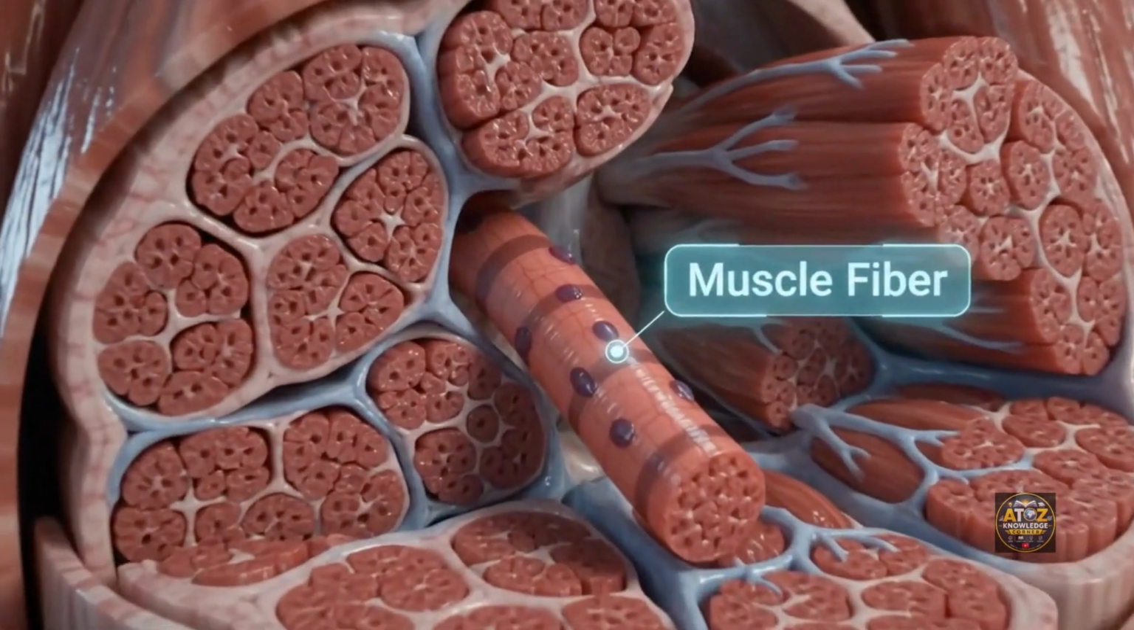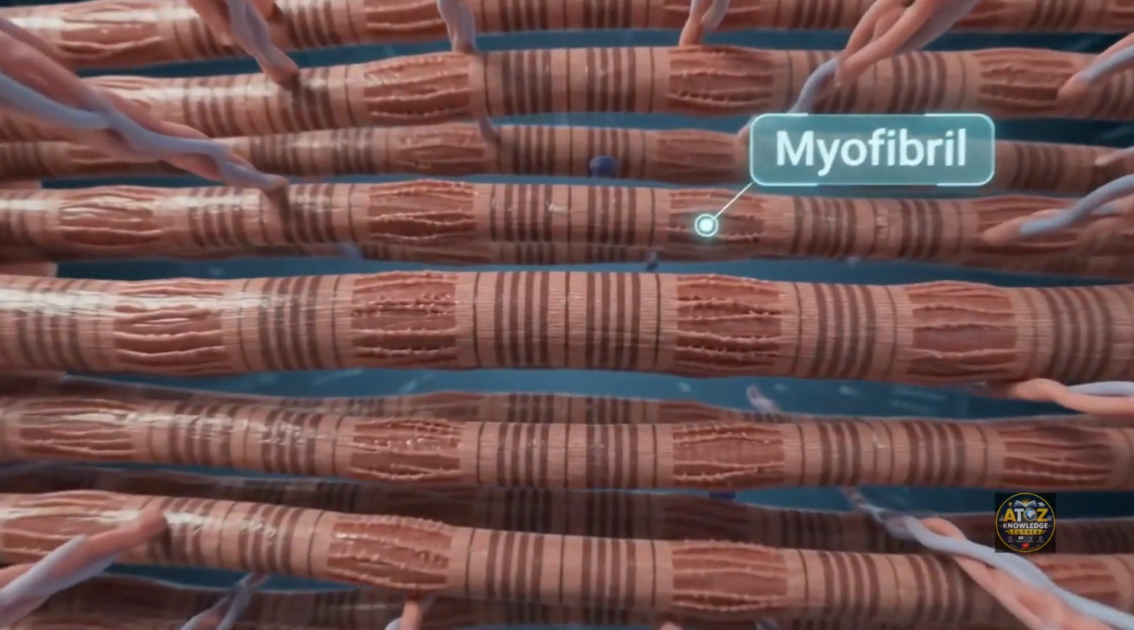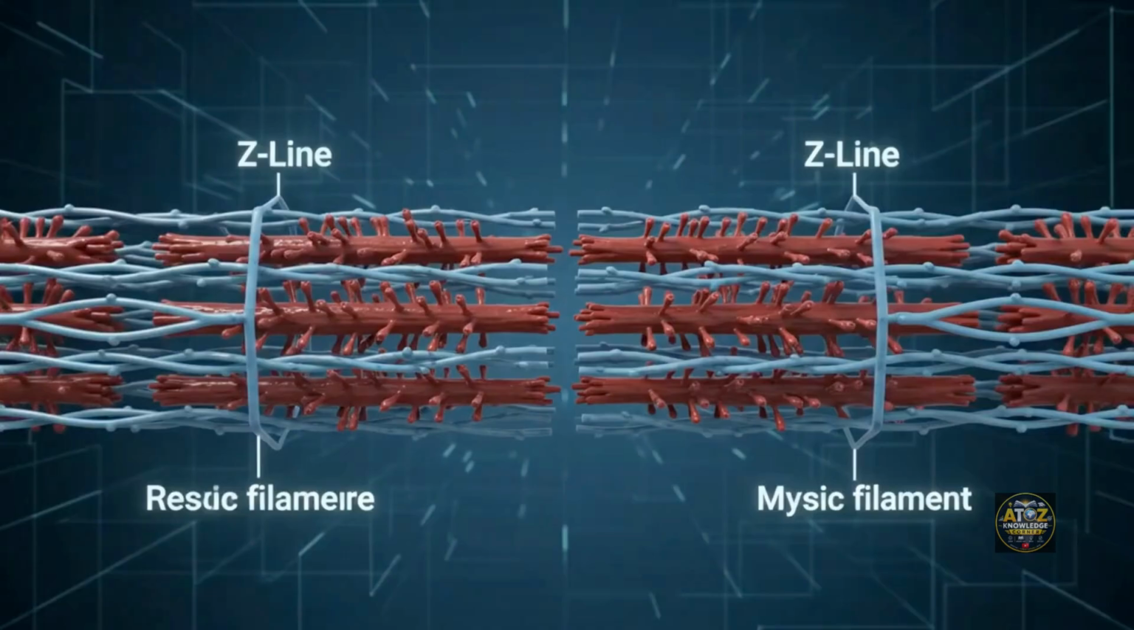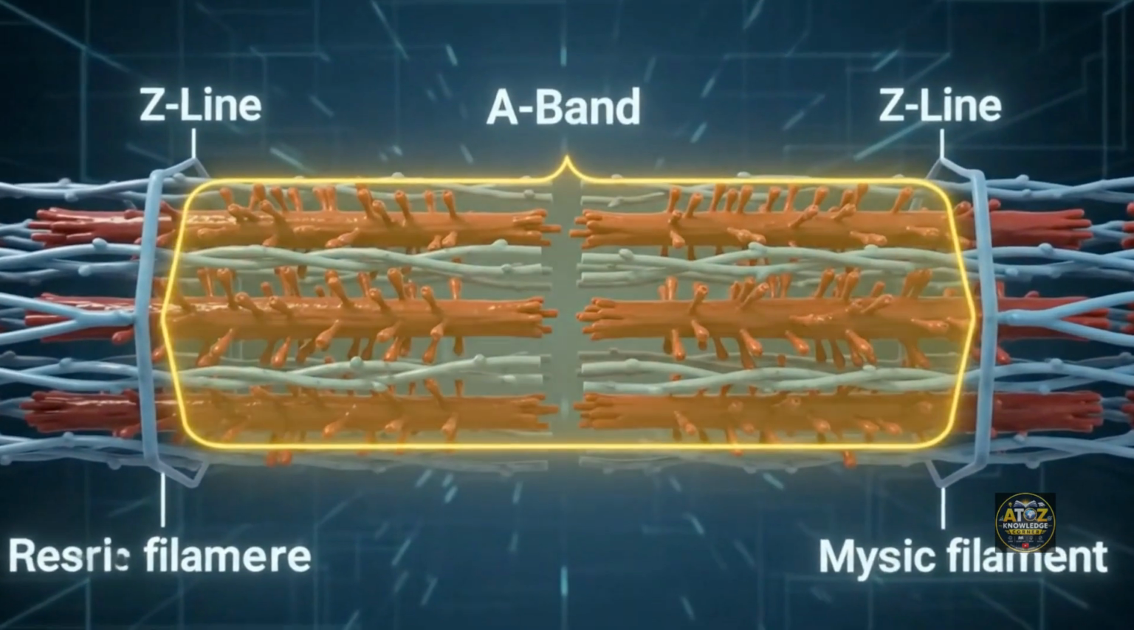Let's explore the sliding filament theory. Skeletal muscle is composed of muscle fibers. Each fiber contains parallel myofibrils. The functional unit is the sarcomere, bound by Z-lines. Blue actin and red myosin filaments form the sarcomere.